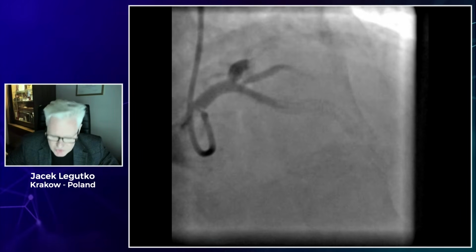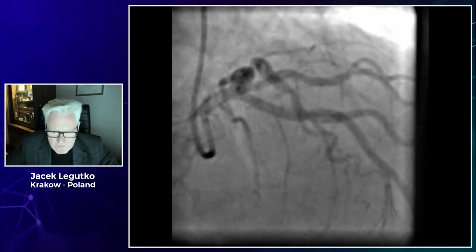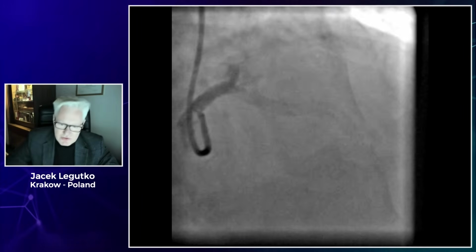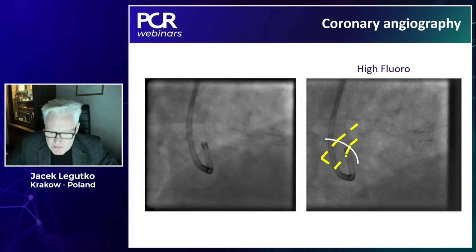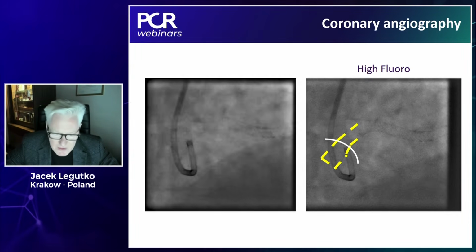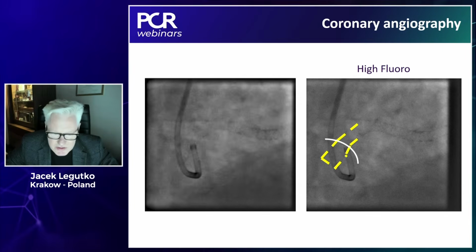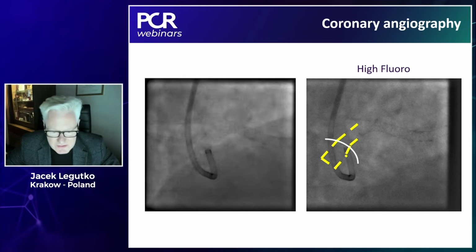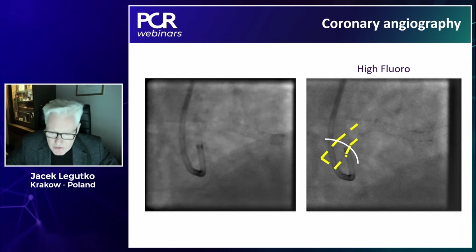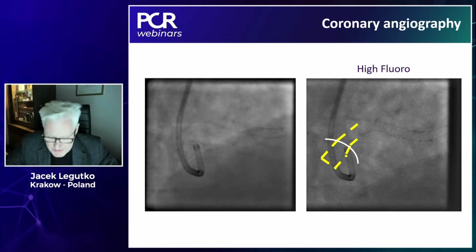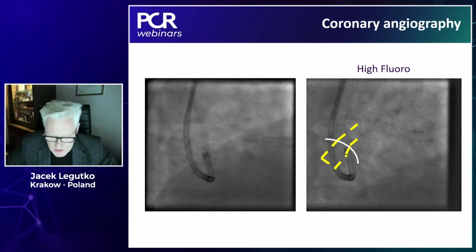Of course, we try to save radiation exposure in our patients, so we use low fluoro mode. And when he switched to high fluoro, he immediately recognized the problem. He found that this stent is protruding into the aorta, not just 1-2 millimeters, which is very common, but more than 5, maybe even 1 centimeter of the stent protruding into the aorta.